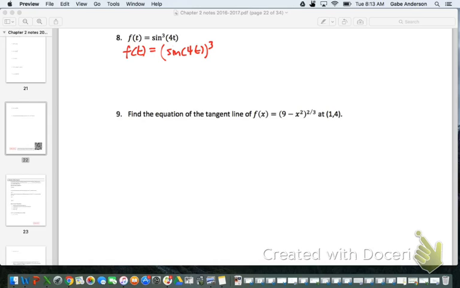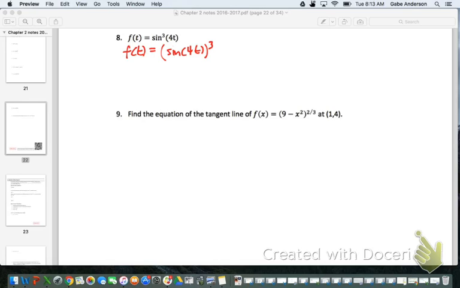What do you guys think the most outside box or the big outside function would be? Sine. Not sine, it would be cubed, right? Something cubed is the most outside function. And then you can see there's two others, right? What is the middle function, the middle box? Sine. And then the little tiny box? 4t, right? So let's see if we can unpackage this with the chain rule and find f prime. Ready, set, go.